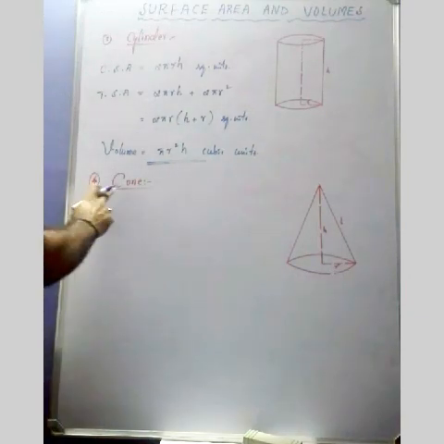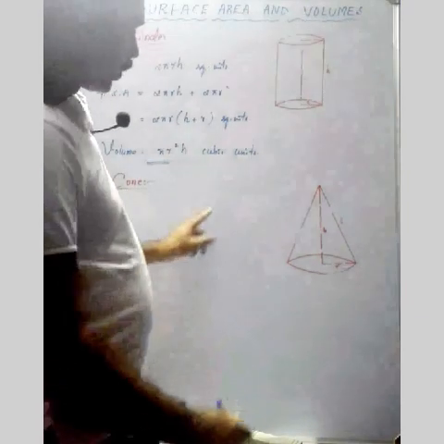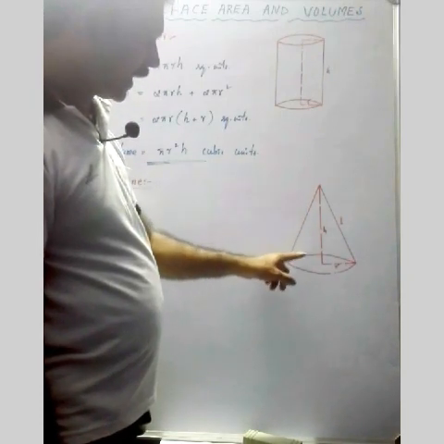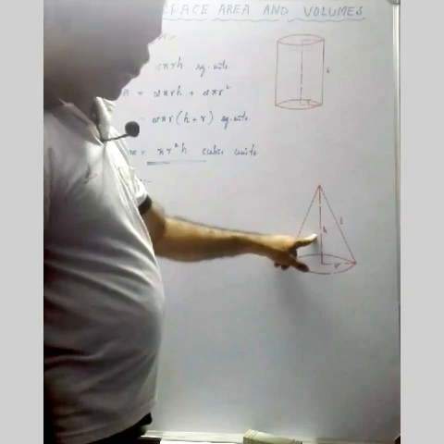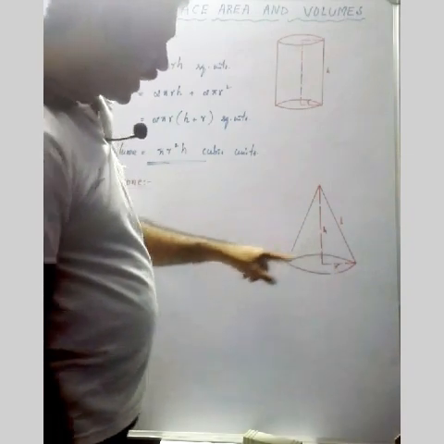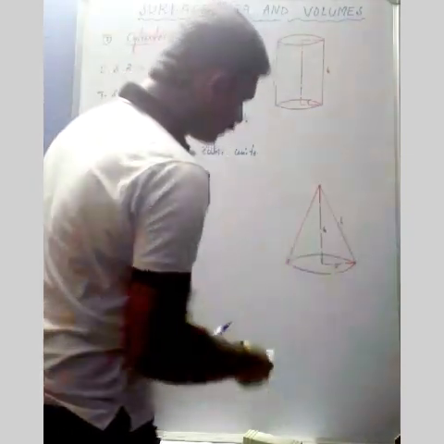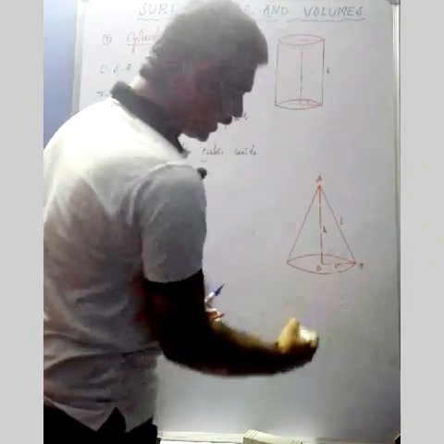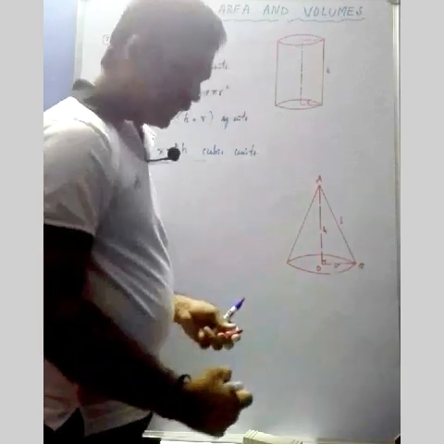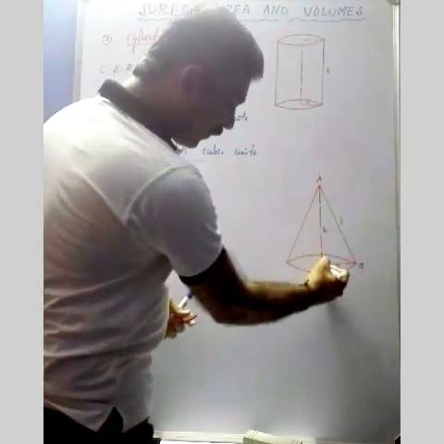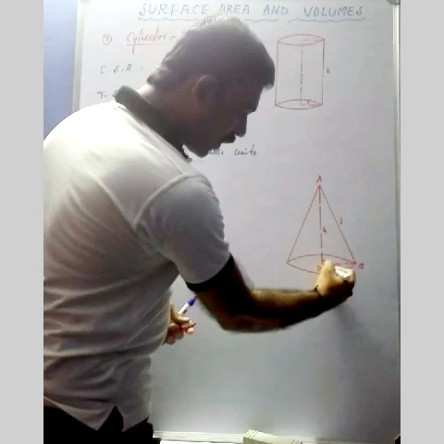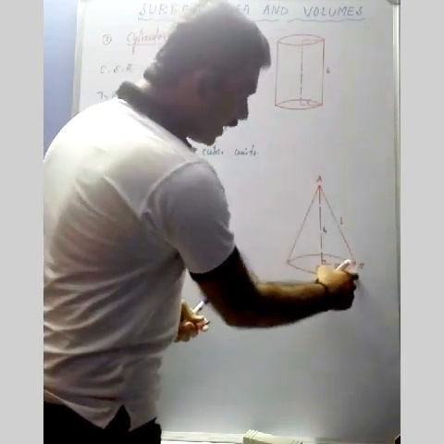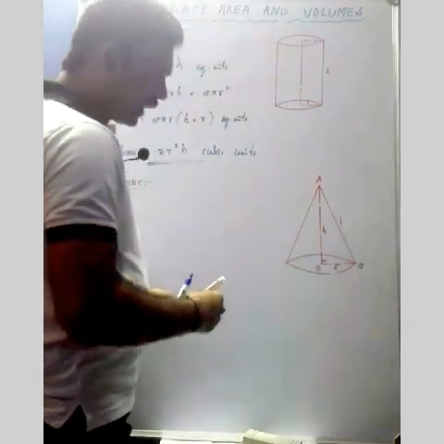Now the cone. A cone is a geometrical solid obtained by revolution of a right angle triangle about one of the sides containing the right angle, which remains fixed. Here AOB is a right angle triangle, angle at O equals 90 degrees. Then AO is the fixed side that becomes the height, OB is the other side containing the right angle, that is the radius, and AB is the hypotenuse, that is the slant height.